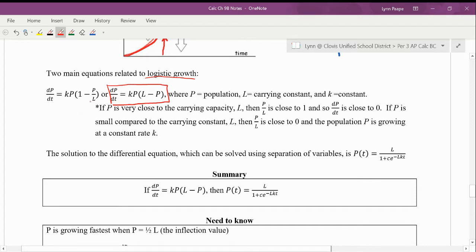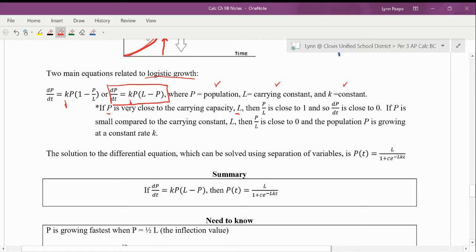But these are both the same equation. It's just that the K's would be different. This K would have a factor of L in it, and this one would not. Okay, but this is the one that we tend to see the most often. But they're both good. Okay, so P is our population, L is our carrying capacity, and K is just our coefficient, our constant. And then when P, the population, is close to the carrying capacity, right?